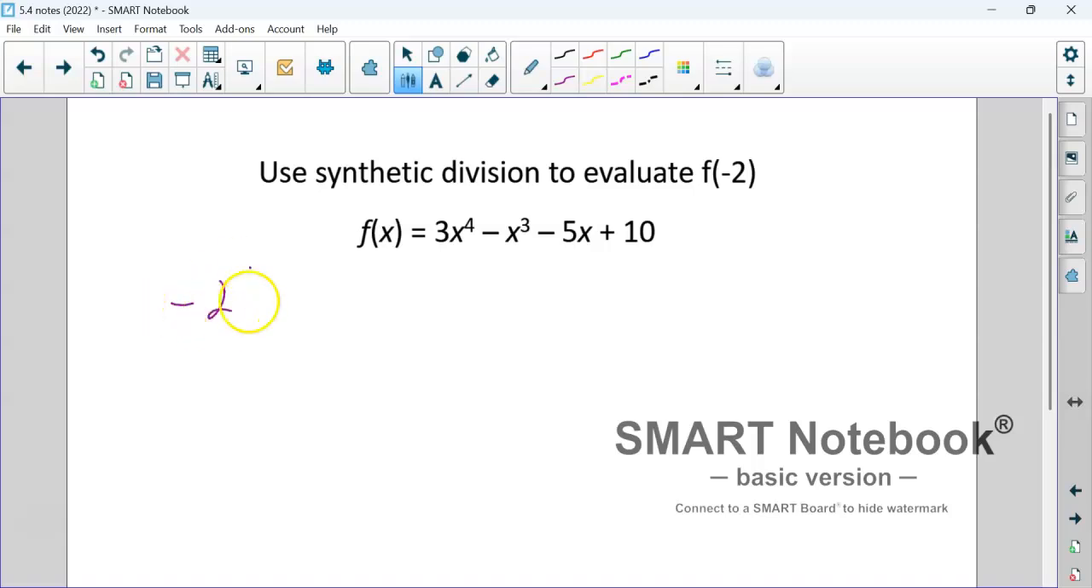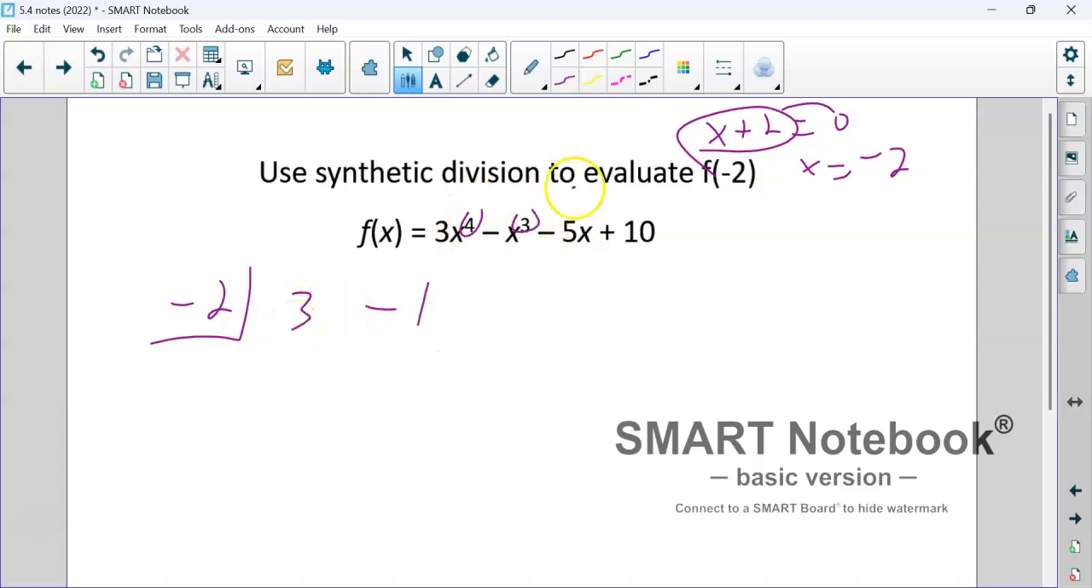So -2 is the number in the box. Don't get in the habit of saying, oh, it's the opposite, because this is the same as x plus 2 equals 0. Move it over, x equals -2. So that's the number in the box, but this is our binomial. So we have a 4, we have a 3, we don't have a 2, we don't have a quadratic. We have a 1, and we have our constant.